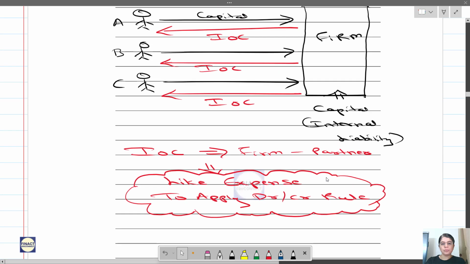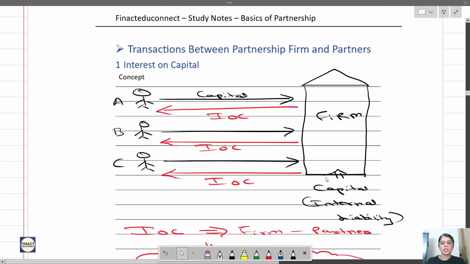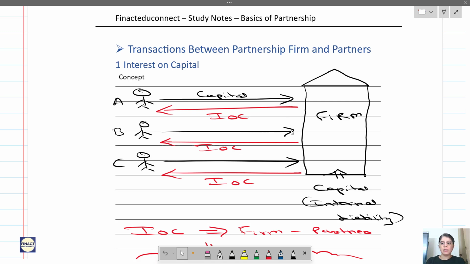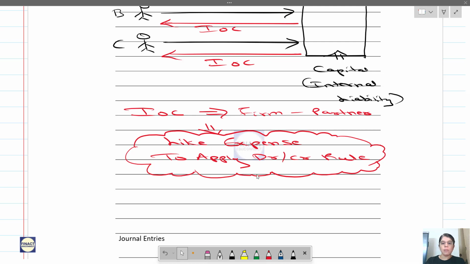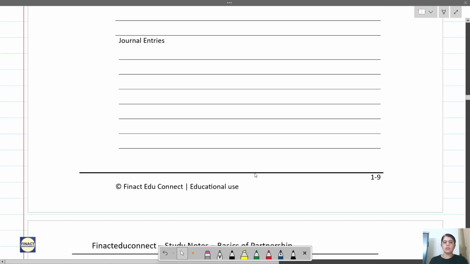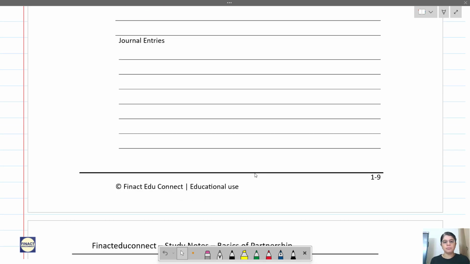Now first was interest on capital. Interest on capital is given by the firm to partners. Remember, we are in the books of the firm. So what did we write? Interest on capital is like an expense to apply debit credit rules. So for applying debit credit rules, you have to treat interest on capital like an expense. Now let us see what the adjusting entry for interest on capital is.